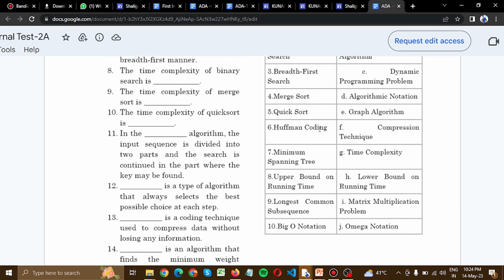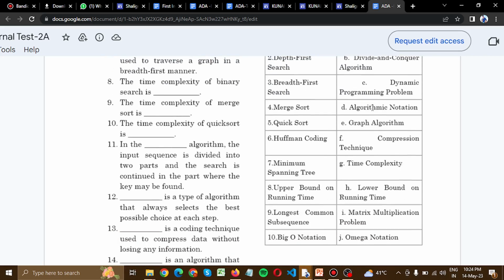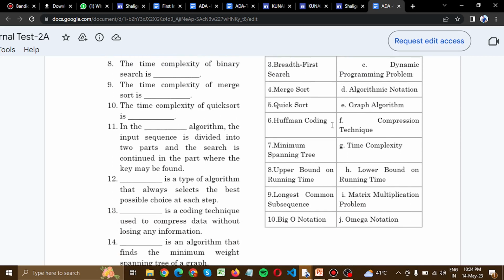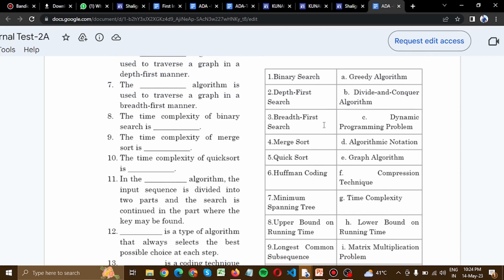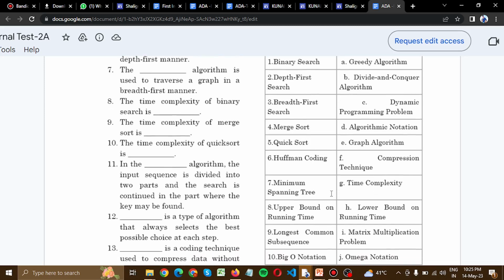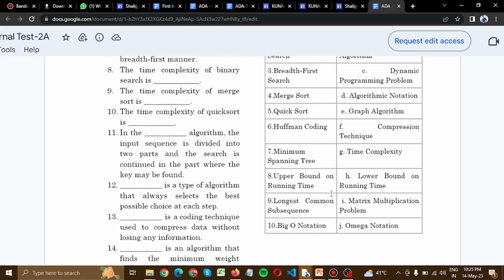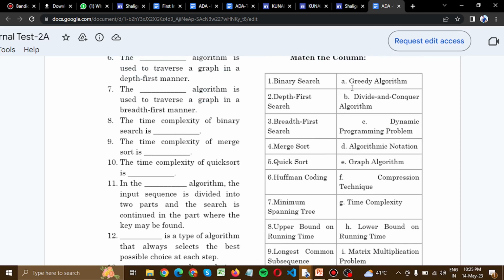Now next, fifth, quicksort. Quicksort is also an example of a divide and conquer algorithm. So we will match to the divide and conquer algorithm. Now sixth, Huffman's coding. Huffman's coding is an example of a greedy algorithm. So we will match to the greedy algorithm, and it is also a compression technique. So we will find two matches for Huffman's coding, that is greedy algorithm and compression technique. Now seventh, minimum spanning tree. A minimum spanning tree is an example of a greedy algorithm. So we will match to the greedy algorithm.